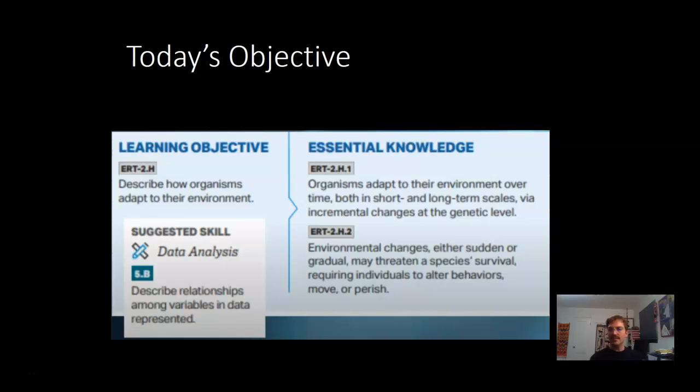So today's objective is for you to be able to describe how organisms adapt to their environment in many different ways. And to understand that organisms adapt to their environment over time, both in short and long-term scales, via incremental changes at the genetic level, and to understand that environmental changes, either sudden or gradual, may threaten a species' survival, requiring individuals to alter behaviors, move, or perish. And we're going to look at some data analysis at the end, and you're going to practice describing relationships among variables and data represented.